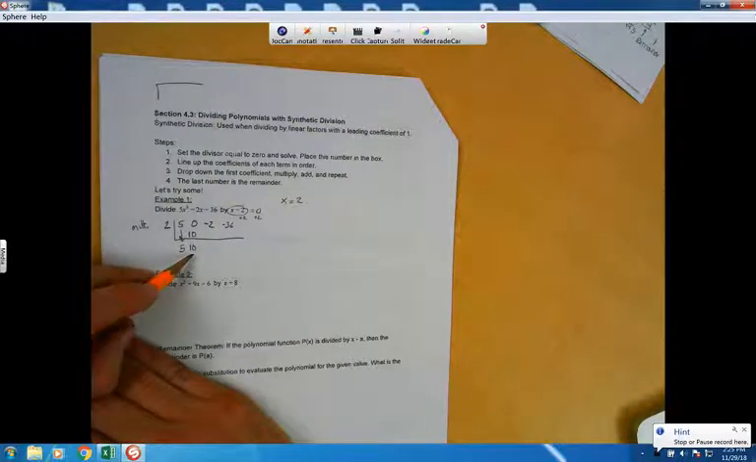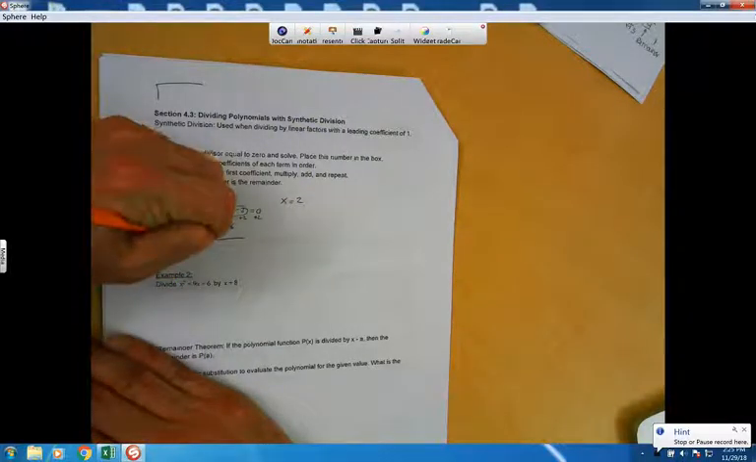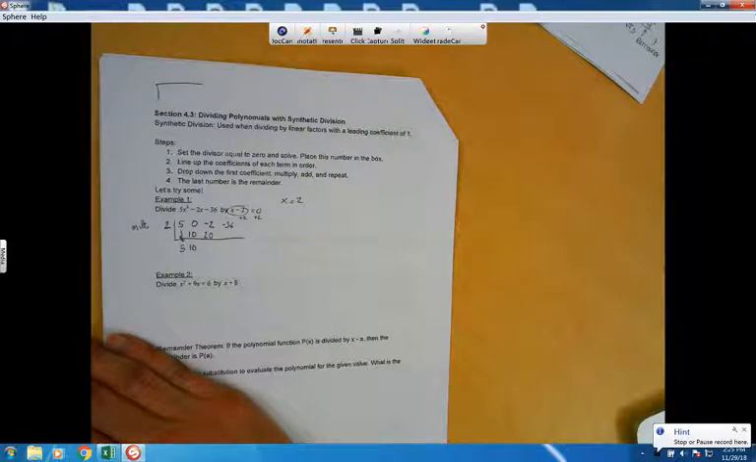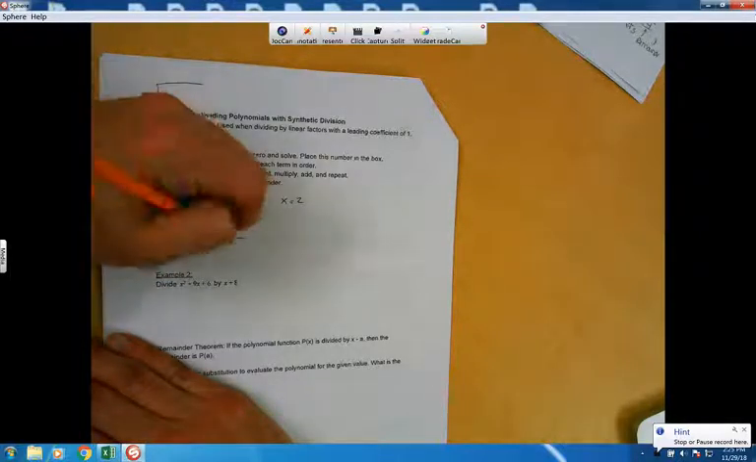So 2 times 10 is 20. -2 plus 20 is 18. 18 times 2 is 36.